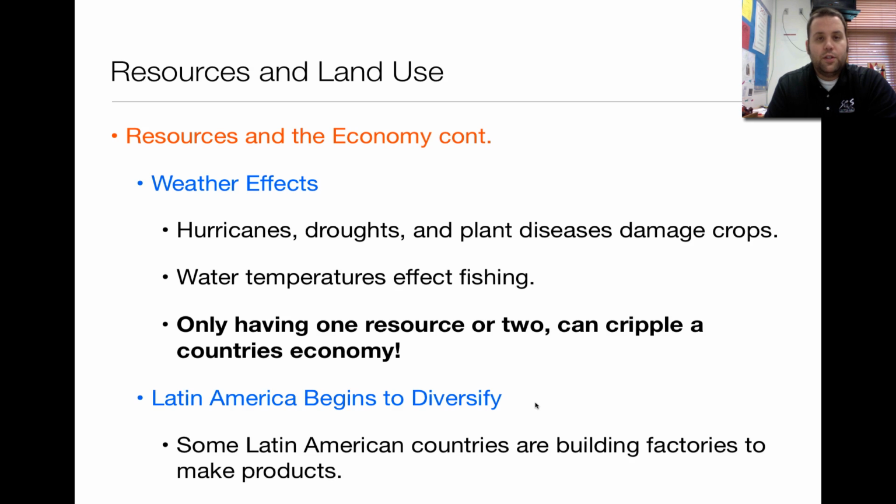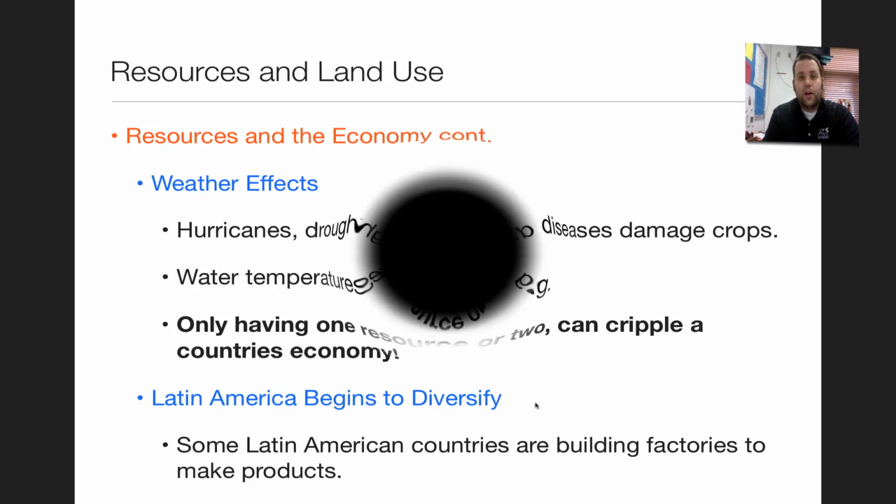So it depends. Now as Latin America is finally getting into the world economy, more and more of the countries are building different factories that produce different products so that they don't get caught up in this one or two resource economy that can end up crippling them as a country.